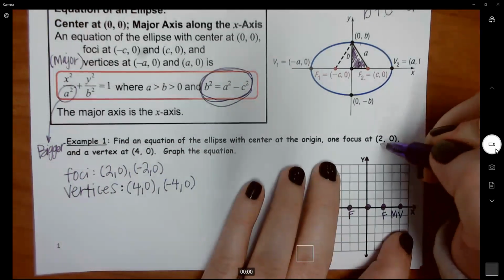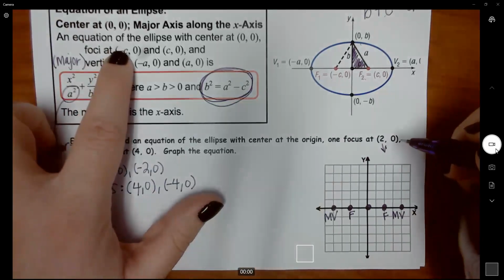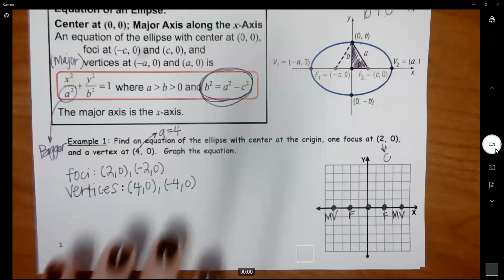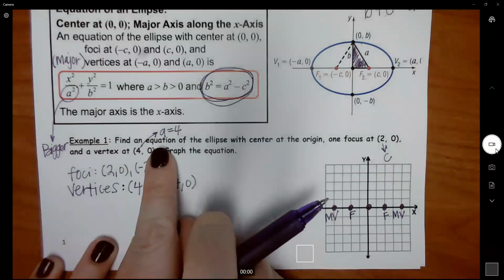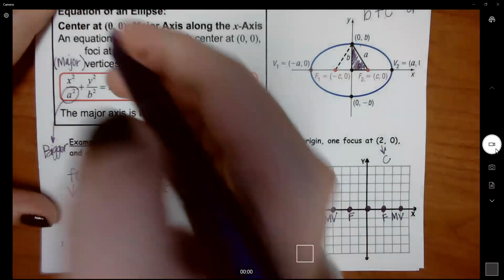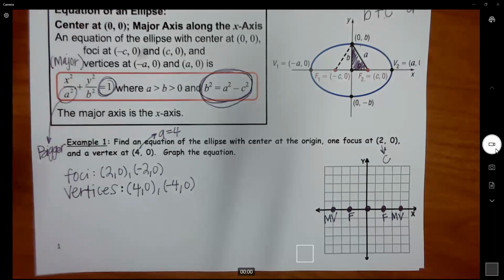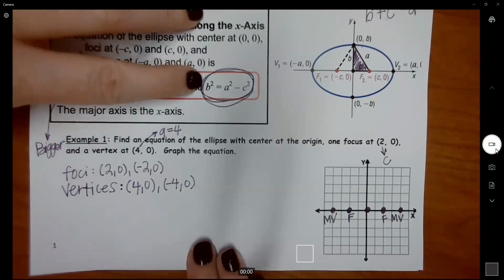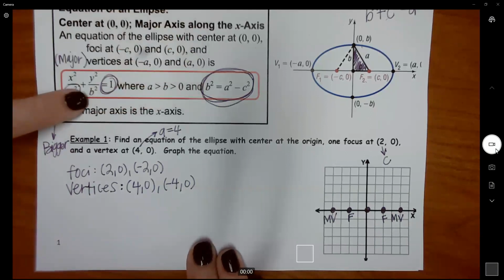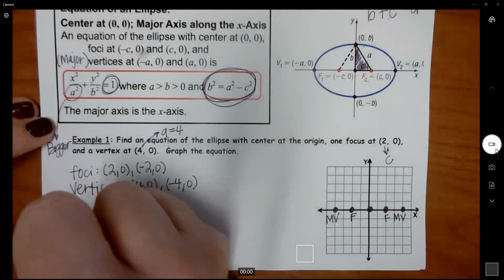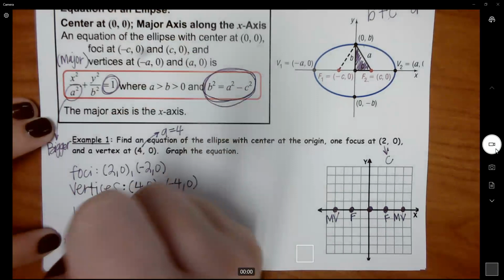So my foci are always labeled as my c. My vertex is my a. So what I don't have to write this equation is my b, because the equation is x squared over a squared plus y squared over b squared. And I didn't mention this, but this is always going to equal 1. Okay. So we will use this formula here to find my b so I can plug it into my formula. So b squared equals a squared minus c squared.